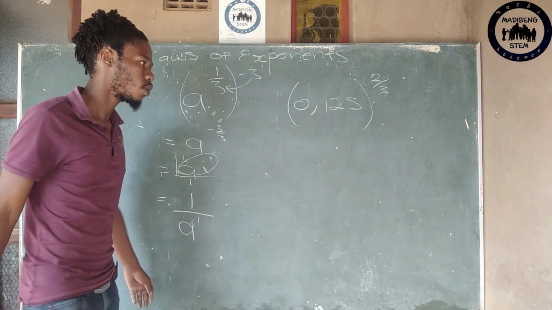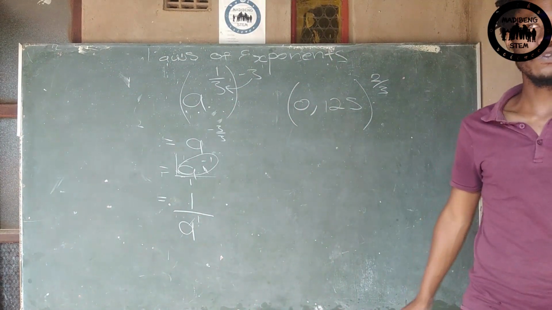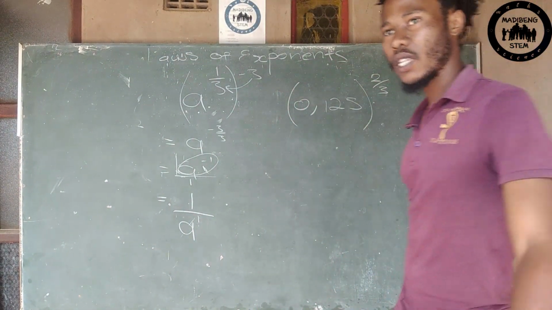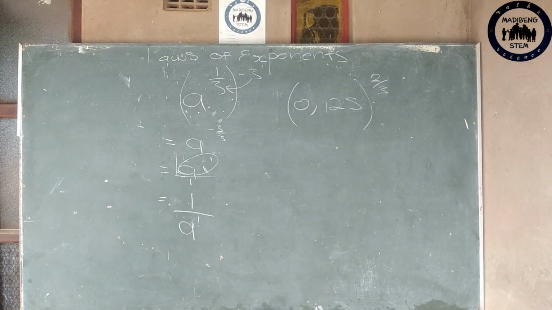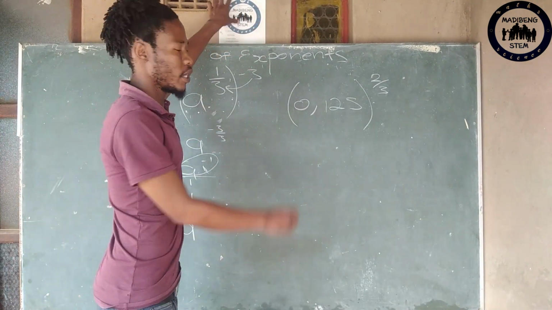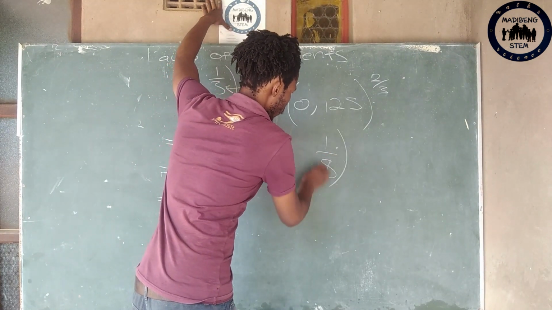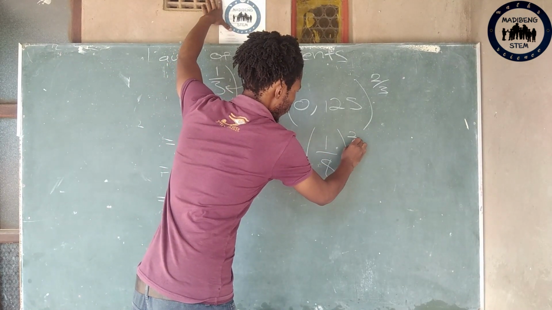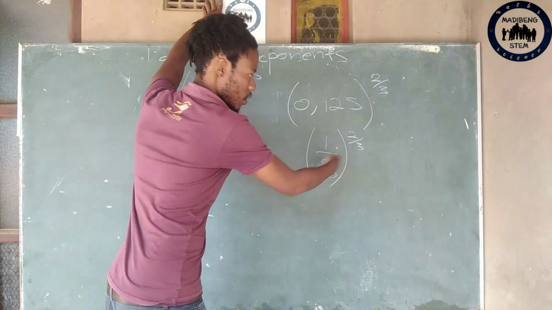What is 0,125? You can take your calculator, man. Use your calculator. 0,125 is 1 over 8. So if you press 0,125 and you put it inside your calculator, you will get 1 over 8, to the power 2 over 3. So now you know how to simplify this.